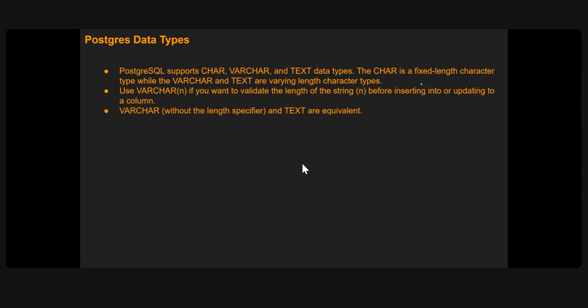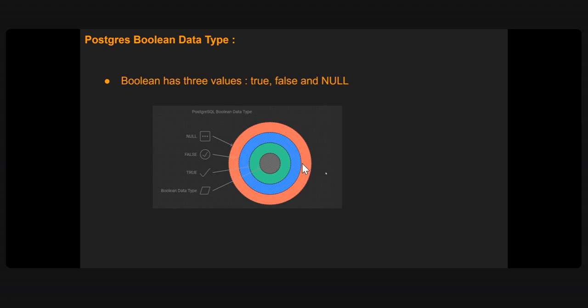So I have written some notes here. Char is a fixed length character. If you mention varchar without any brackets, or text, it can take any number of characters. We'll see all this in our practice. Use char n if you want to validate the length of a string. You can mention here 10, 15, 20, 100, whatever, before inserting into or updating a column. Varchar without a length specifier is equivalent to text.